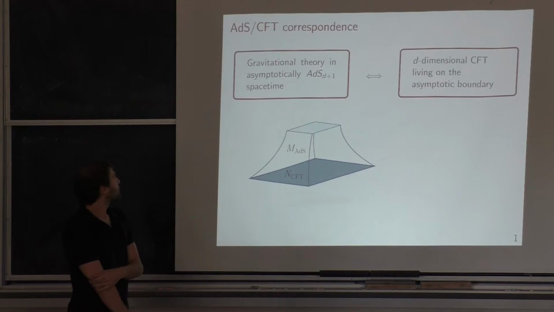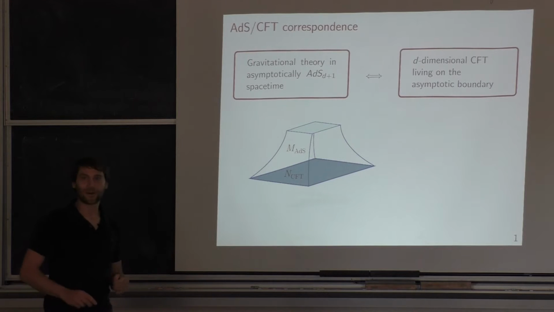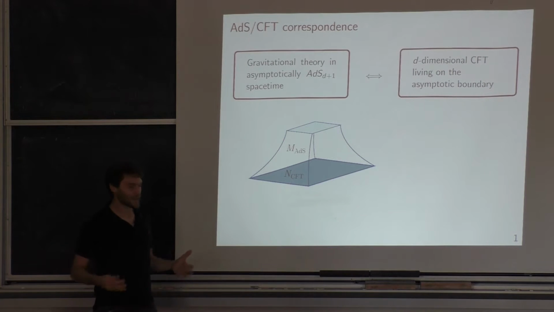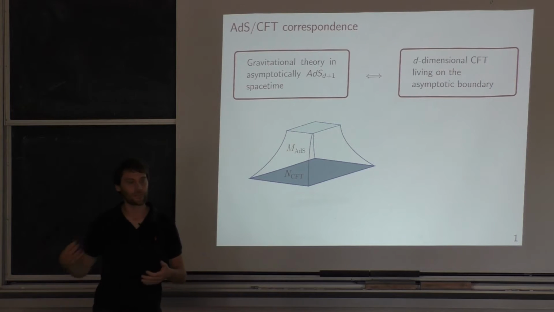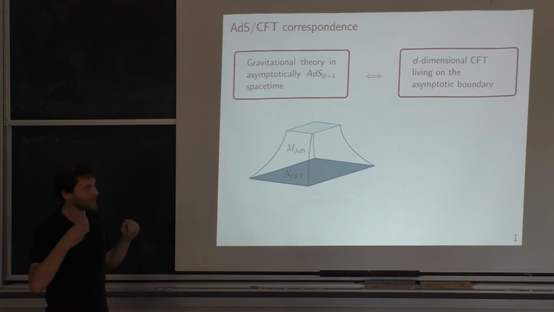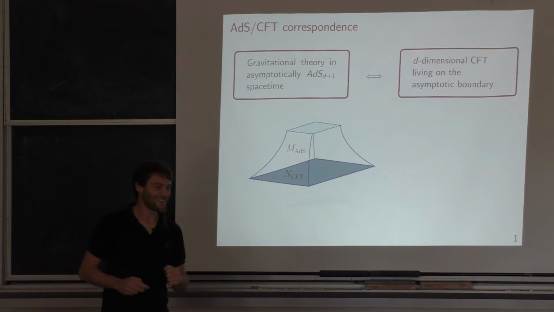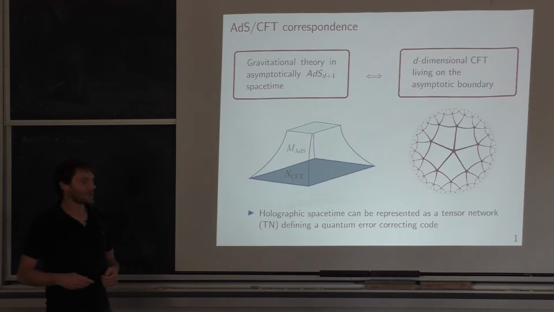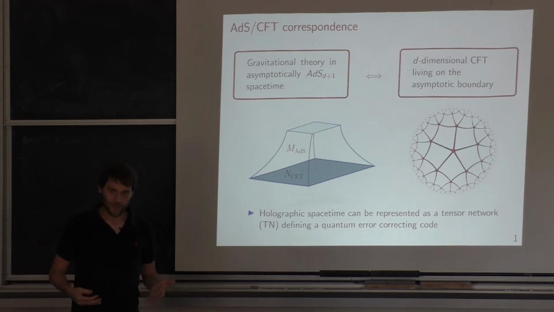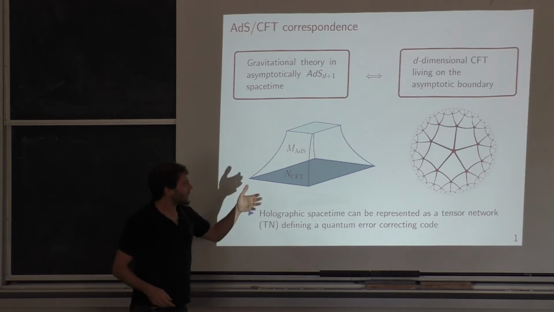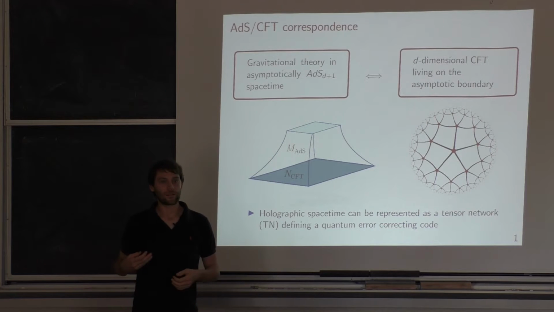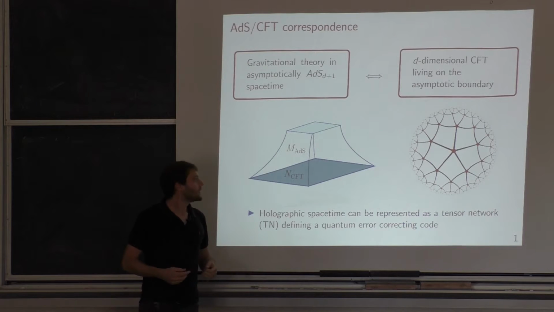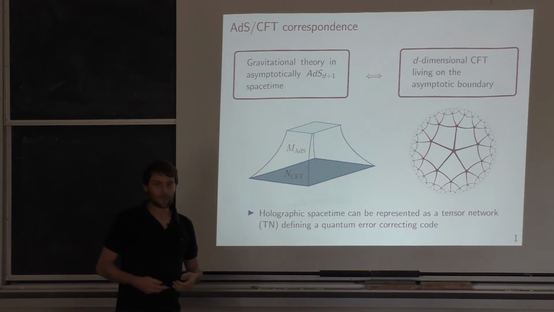So let's start with the first part. This is my canonical one-slide review of AdS/CFT, where we know that quantum gravity in an asymptotically AdS spacetime in d+1 dimensions is dual to some boundary conformal field theory living on the boundary of this spacetime. And one very important feature of holography is that it can be interpreted in terms of a quantum error correcting code. In this sense, the bulk degrees of freedom can be seen as the logical qubits, and the boundary degrees of freedom can be seen as the physical qubits of this code, and the spacetime can be represented as a tensor network defining this code.